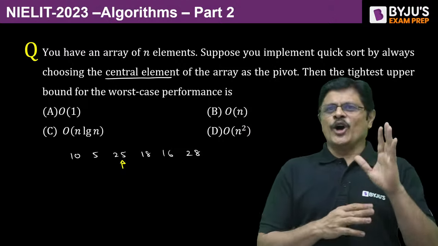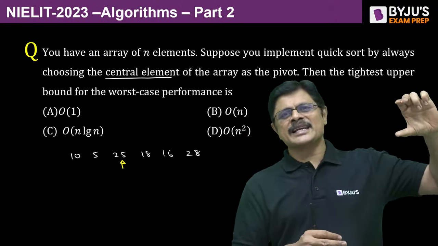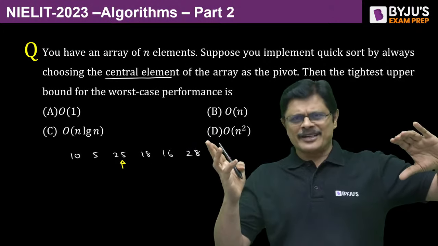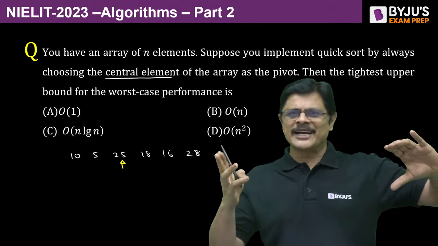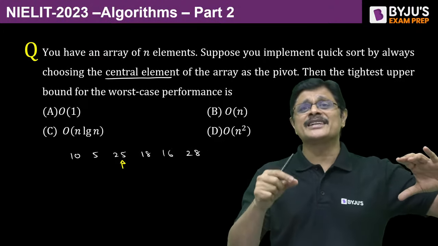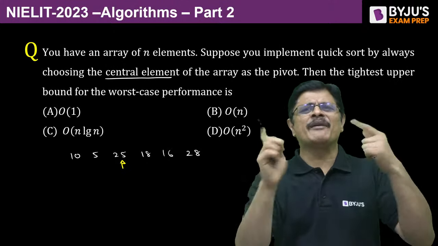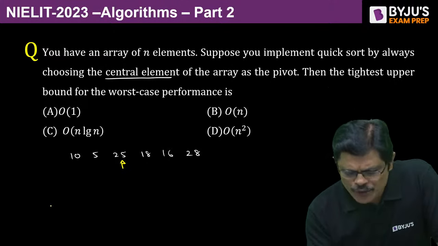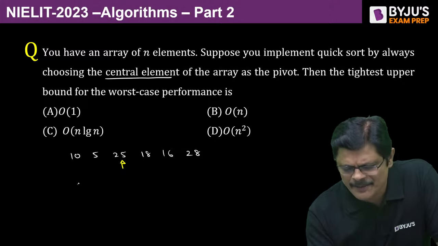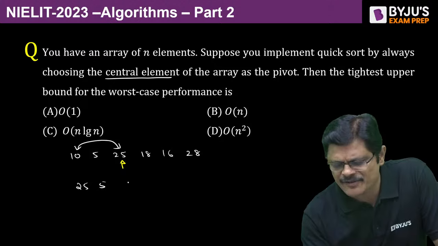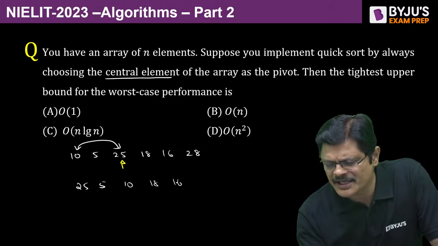Normally in quicksort, the first element is selected as the pivot element, the key element. You can select any element as the pivot, but here he is asking you to select the central element. Whatever element is the pivot, immediately swap it with the first element. So the array becomes 25, 5, 10, 18, 16, 28.